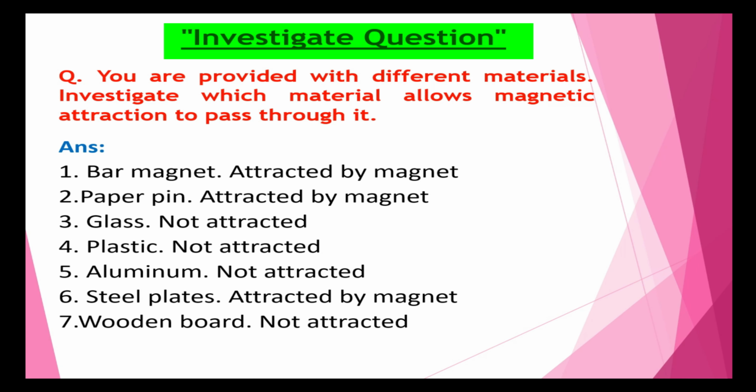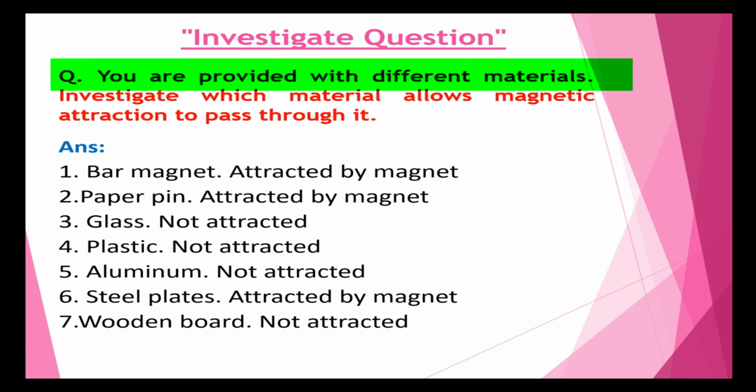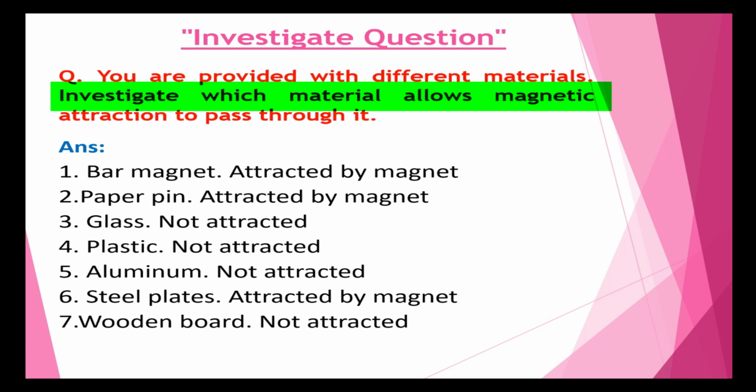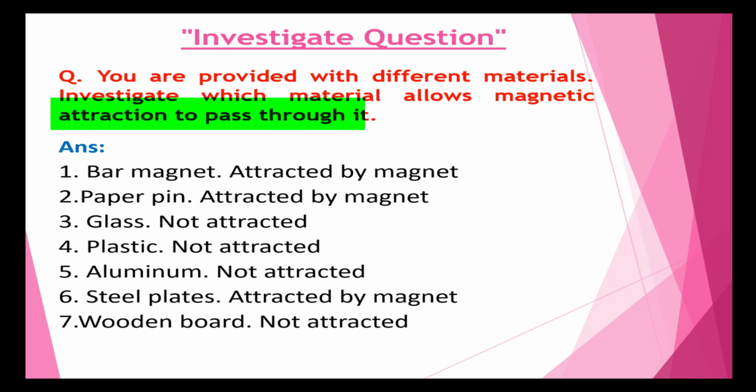Investigate questions. Question number 1. You are provided with different materials. Investigate which material allows magnetic attraction to pass through it.